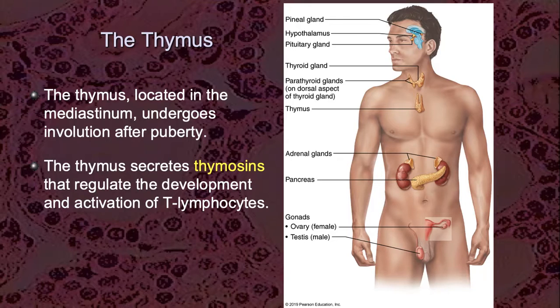And in this case, you're not producing much of the hormone. Most of your T cells are already ready, and you're done. Okay. So the thymus secretes thymosins, that's the name of the hormones, that regulate the development and activation of your T lymphocytes, which are your T cells. So they're important in going out and fighting infections.